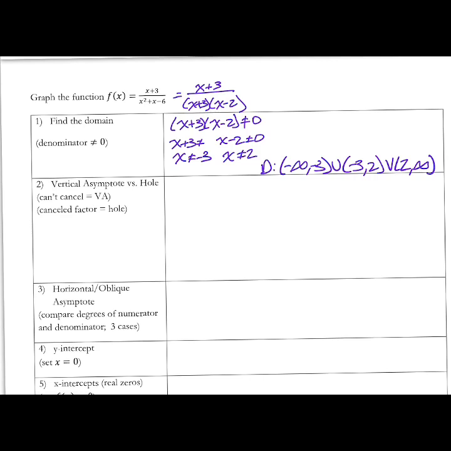Vertical asymptotes. So now I'm going to look at my equation. I'm going to bring it over here. So my equation says f of x equals x plus 3 all over x plus 3 times x minus 2. Well, I can cancel something out, right? I can cancel that out. So that makes my equation equal to 1 over x minus 2. So this time I do have a hole. I have a hole at x equals 3. So I have to find the y value for that, and we're going to do that in just a minute after I talk about the vertical asymptote.